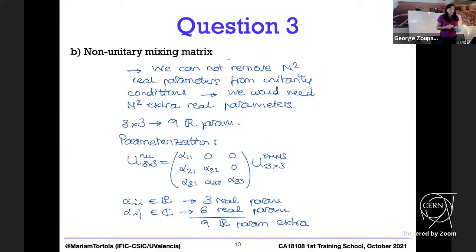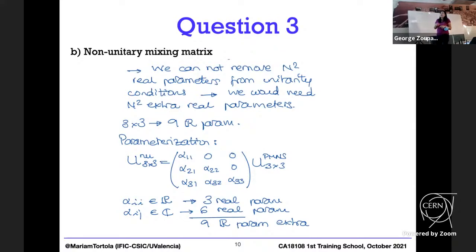So then for the second part of the question, now we have a 3 by 3 matrix, but it is non-unitary. And the key point is that before, you remember, we had 2n² real parameters, but we were removing n² due to the unitarity conditions. Now we cannot do this step. So at the end, we will have n² more parameters than in the case of a unitary 3 by 3 matrix. So we will have 9 more parameters than in the unitary case.